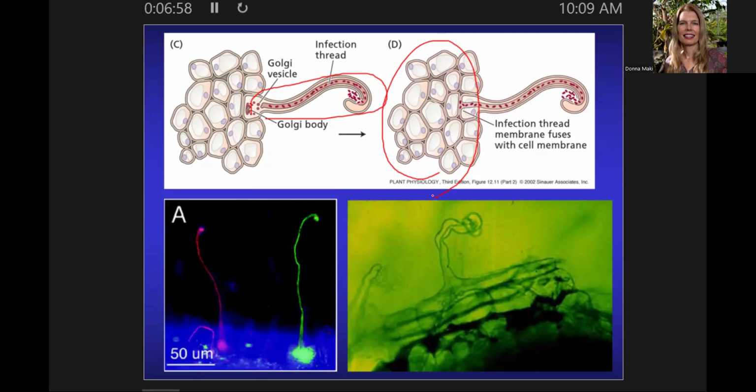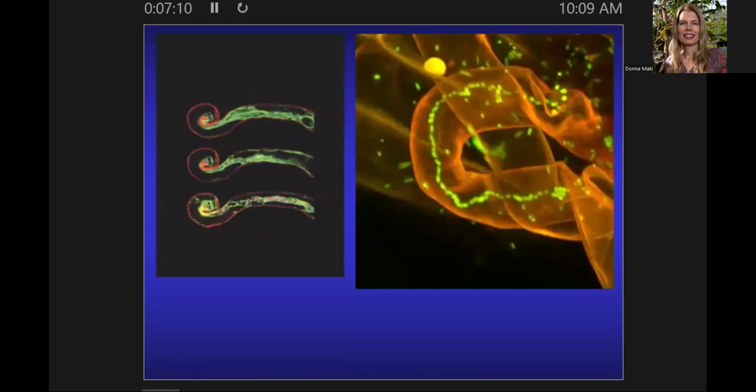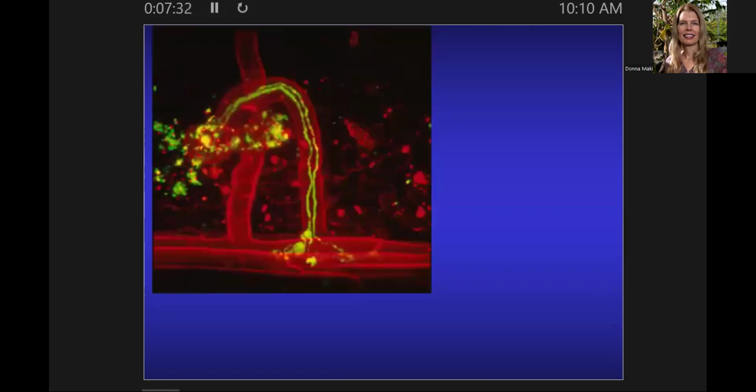The lower images are showing some nice images of the infection thread process. You can see how there's lots of bacteria that are making it deeper into the tissue of the root. Here's another really nice image showing the bacteria moving down the root hair. So this is a nice strategy. The root hair is pretty dainty. It's relatively straightforward for the bacteria to get into there and start migrating deeper to the inner parenchyma cells of the root tissue.